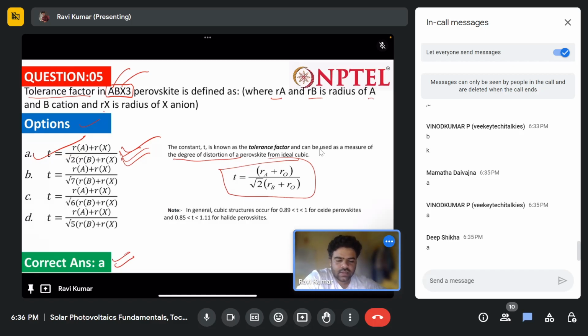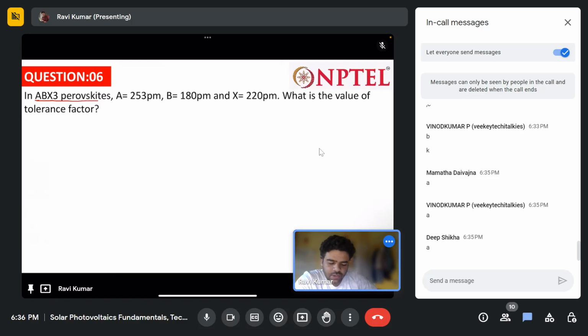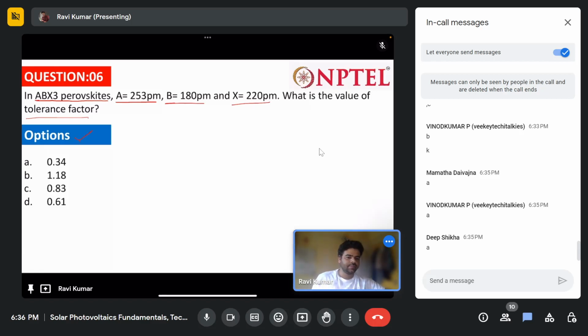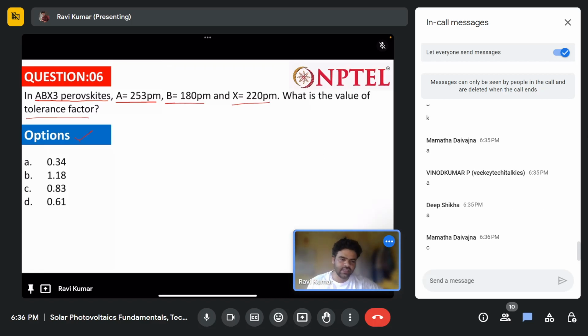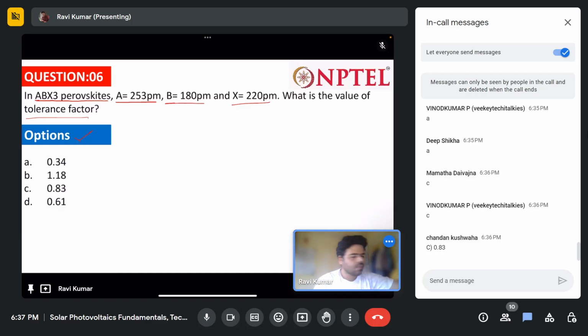Next, we have a small numerical and you need to solve it right away. It says in ABX3 perovskites, the radius of A is 253 pm, the radius of B is 180 pm, and X is 220 pm. What is the value of tolerance factor? And these are the options. Mamta is saying C, okay. Let me solve this. Others, please check if the answer is C. Chandan saying C, 0.83, okay.